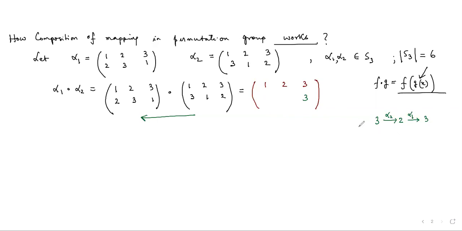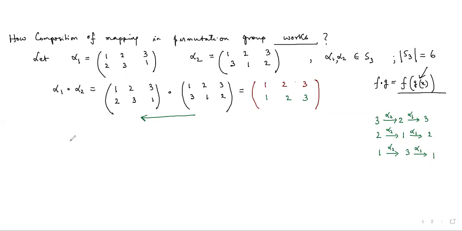Second, you observe over here that 2 goes to 1 with respect to alpha 2, and 1 goes to 2 with respect to alpha 1. So 2 goes to 1 and 1 goes to 2, so we get 2. Next, we see that 1 goes to 3 with respect to alpha 2, and then this 3 goes to 1 with respect to alpha 1. So 1 goes to 1. So we are getting this element, 1, 2, 3, 1, 2, 3. This element is also a member of S3.